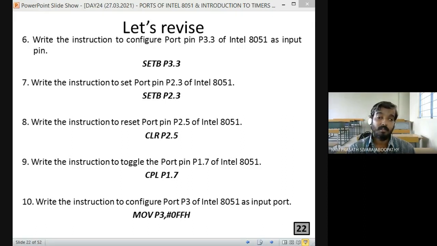No. Okay. See, we have told a very important thing at the beginning. Features of the 8051. Yes, each and every pin individually you can able to configure.